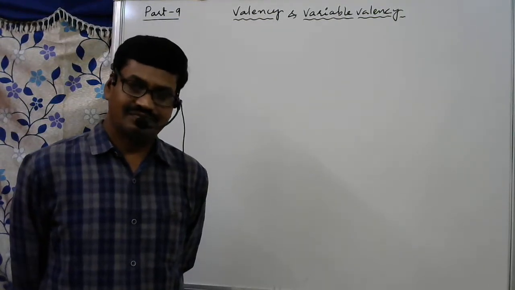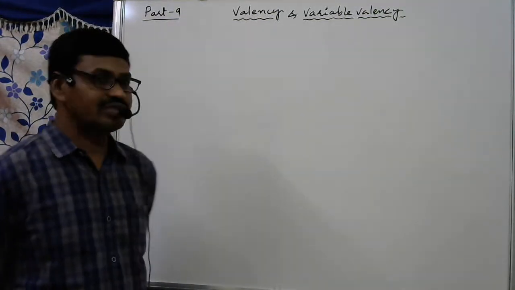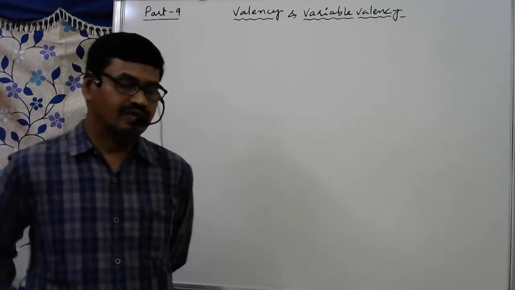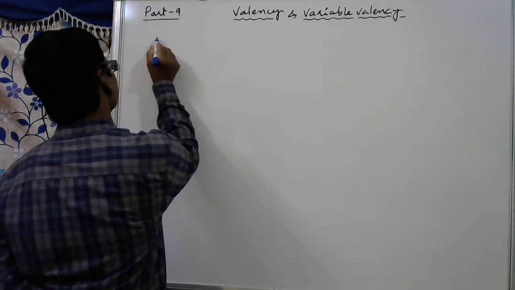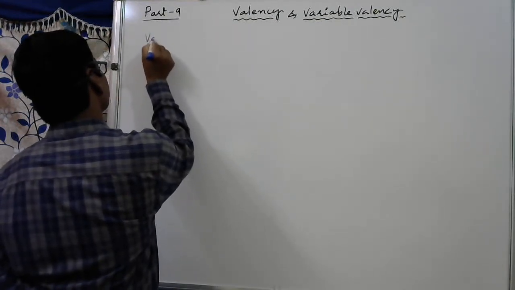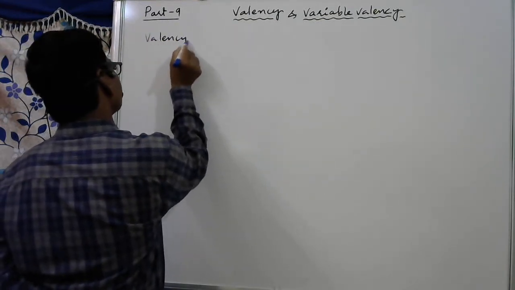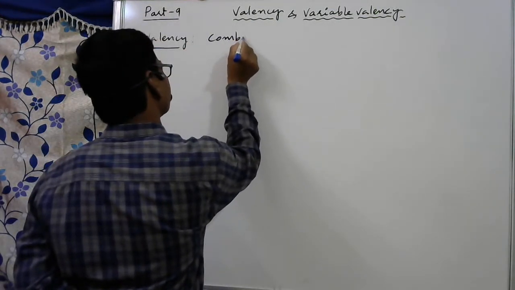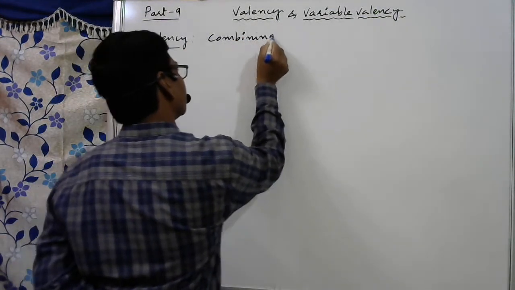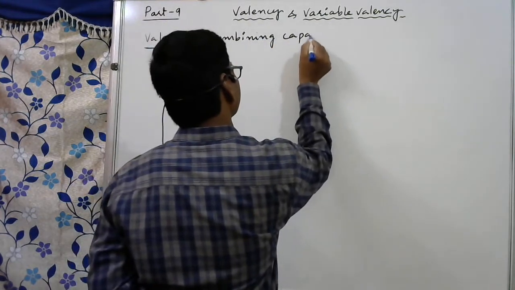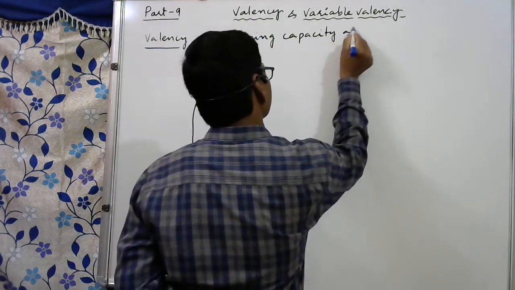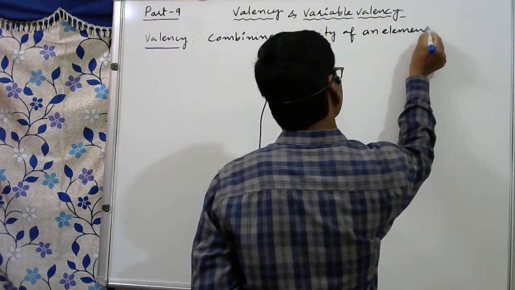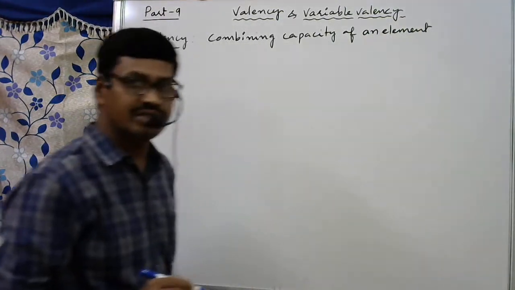Hi everyone. Today we'll discuss valency, then variable valency. Valency means what? It is simply combining capacity. Valency is nothing but the combining capacity of an element. The combining capacity of an element is nothing but the valency of that particular element.